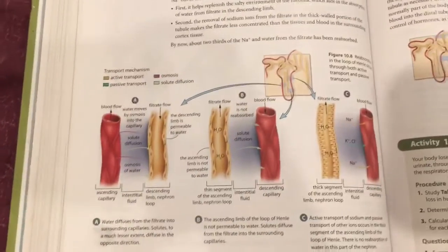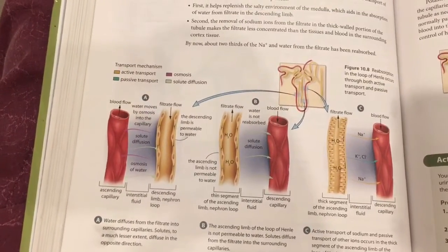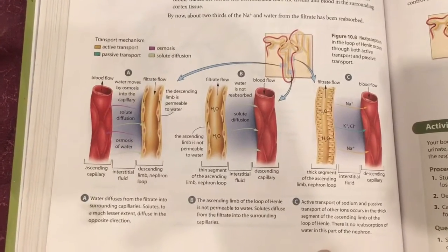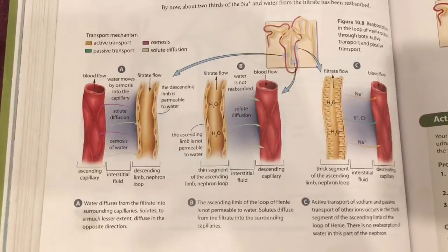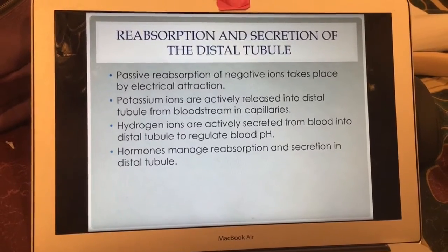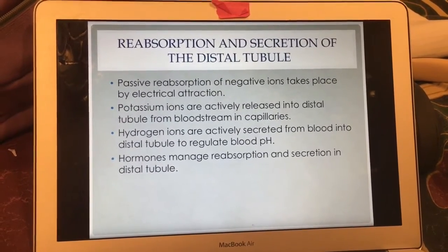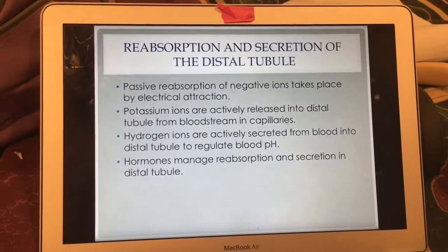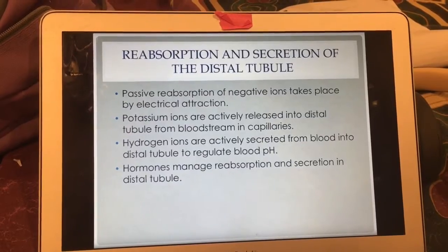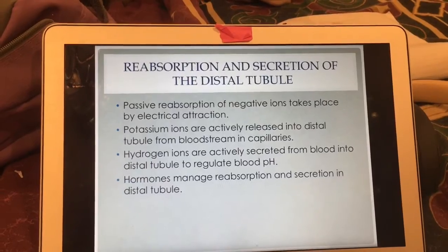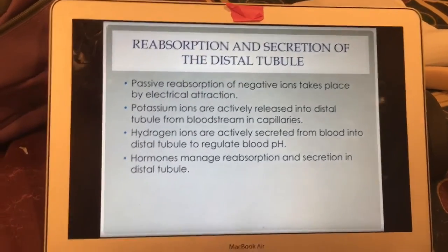And just by looking at this diagram, you can see how active and passive transport are involved in the reabsorption of the loop of Henle. Now on to reabsorption and secretion of the distal tubule. The distal tubule is in the kidney, and it is the tubular section of the nephron that is located between the loop of Henle and the collecting duct. Its purpose is reabsorption of water and solutes and secretion of other substances.